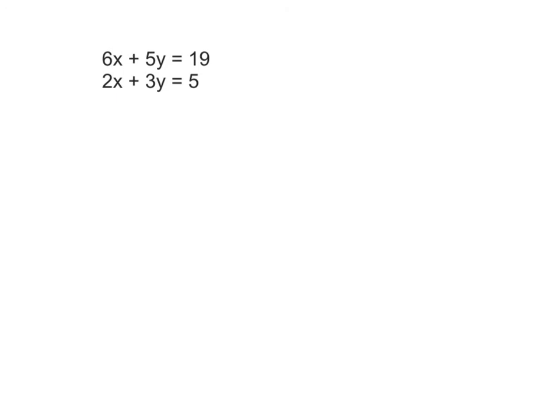Alright, let's try another example. 6x plus 5y equals 19, and 2x plus 3y equals 5. Again, if we take a look, if we added the equations, this would be 8x, this would be 8y, so we would not eliminate anything if we added. If we subtracted, 6x minus 2x would give us 4x, and 5y minus 3y would give us 2y. Nothing will be eliminated. And again, we know that because the 6 and the 2 don't match numerically, and the 5 and the 3 don't match numerically. So, which equation do you think we should multiply by something, and what number should we multiply by?